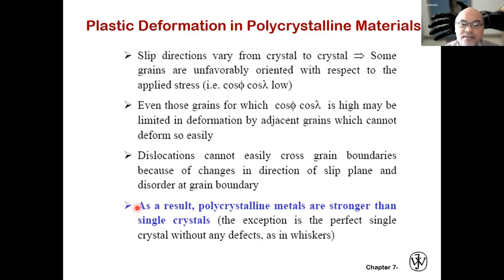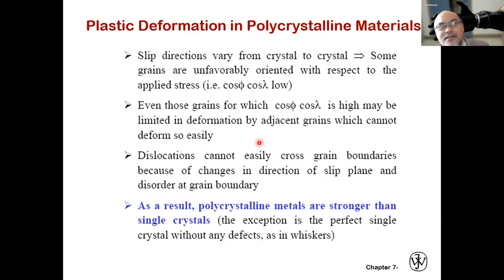Dislocation cannot easily cross grain boundaries because of changes in direction of slip plane and disorder at the grain boundary. Okay, then the dislocation will be locked. It cannot move. It moved to the edge of that crystal, but then it cannot move further to the other crystal easily because the directions of the crystals are different.